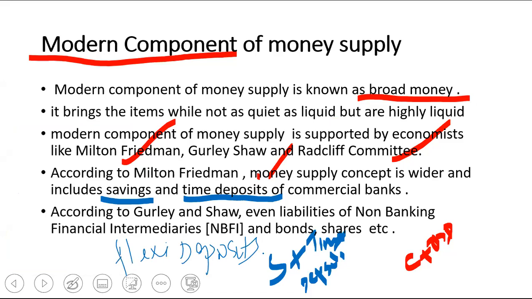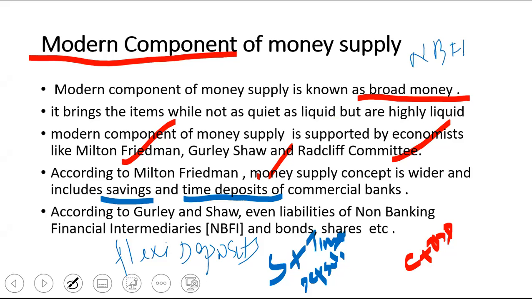Similarly, according to Gurley and Shaw, even the liabilities of non-banking financial intermediaries and the bonds, he went one step ahead. Gurley and Shaw argued that time deposit, demand deposits, and in addition the liabilities of NBFI. What is the full form of NBFI? Non-banking financial intermediaries. What is the meaning, children? They look like a bank, they work like a bank, but they are not a bank. That is the meaning of NBFI. They have all the powers of a bank, but are not a bank.